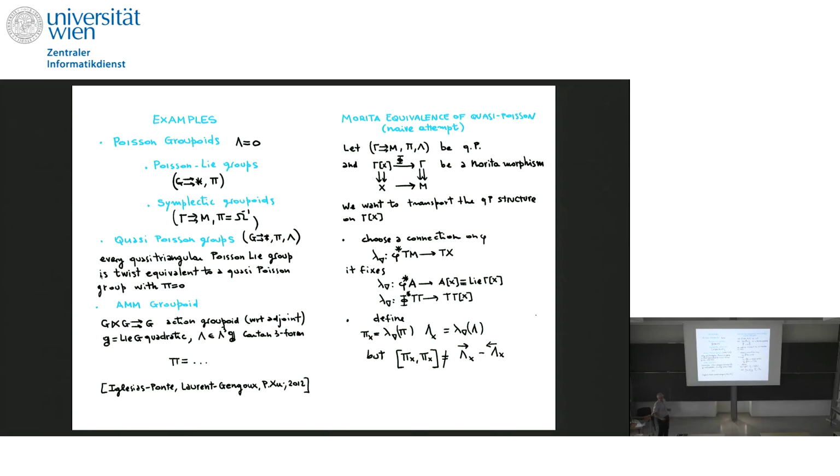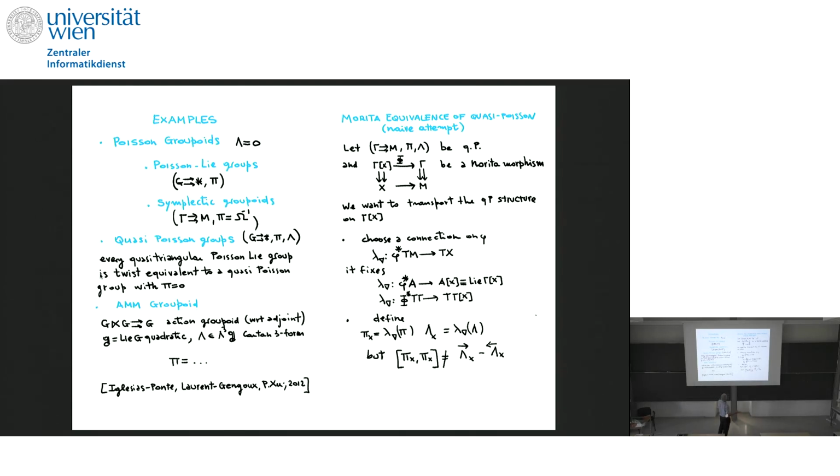So our goal is to study Morita invariance of this quasi-Poisson structure. The basic building block is that you have a quasi-Poisson structure on gamma, and you have a Morita morphism, and you want to transport it to the pullback groupoid, okay? In the symplectic case, it was obvious because the data were forms, you do the pullback, and that's fine. Here the data are not forms, they are vector fields, so you cannot do the pullback. But you can do something, right?